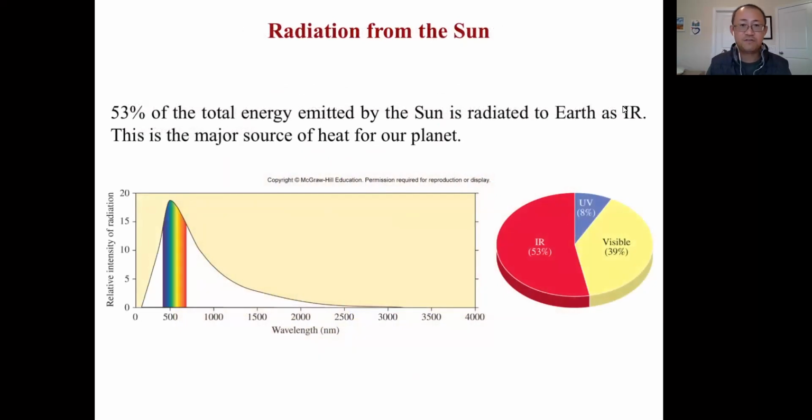What part of the radiation from the sun keeps us warm? As you recall from this picture from chapter 2, besides the visible light and the UV light part, 53% of the total energy emitted from the sun is radiated to the Earth as infrared, IR. And we mentioned in chapter 2 that this IR portion is the main source for heating our planet.